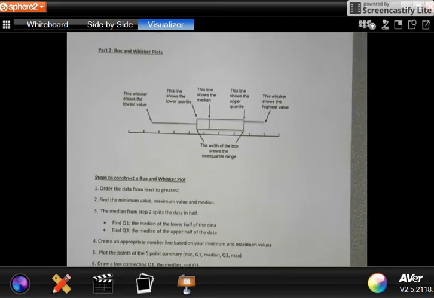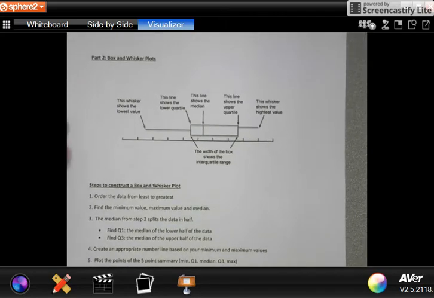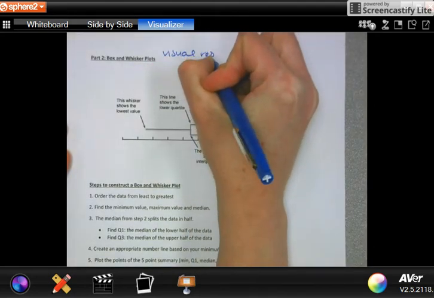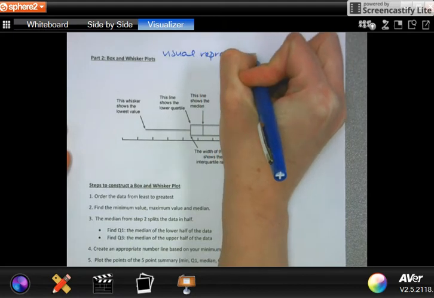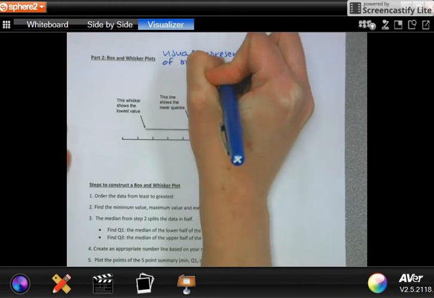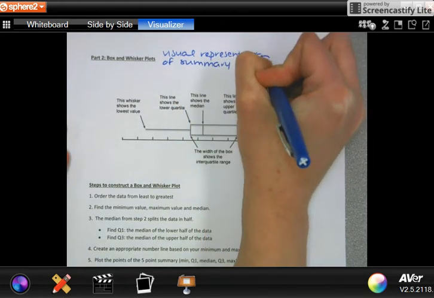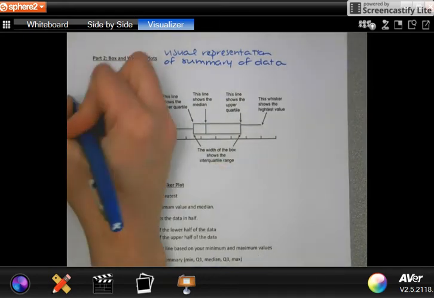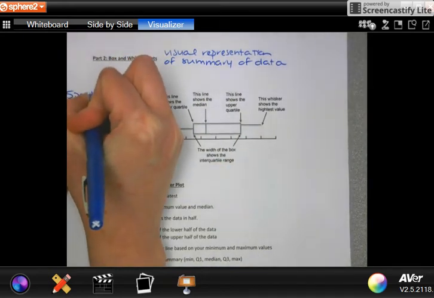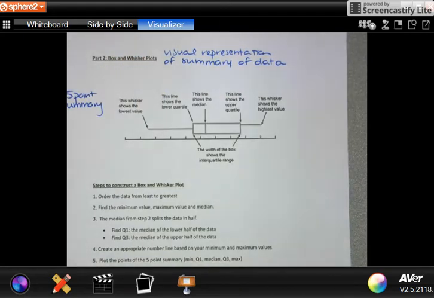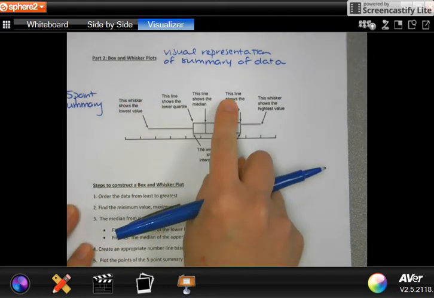So now if you go to your next page, this is all about box and whisker plots. What a box and whisker plot is, it's a visual representation of the summary of your data. What we typically use is called a 5-point summary. The 5 points are here: 1, 2, 3, 4, 5.